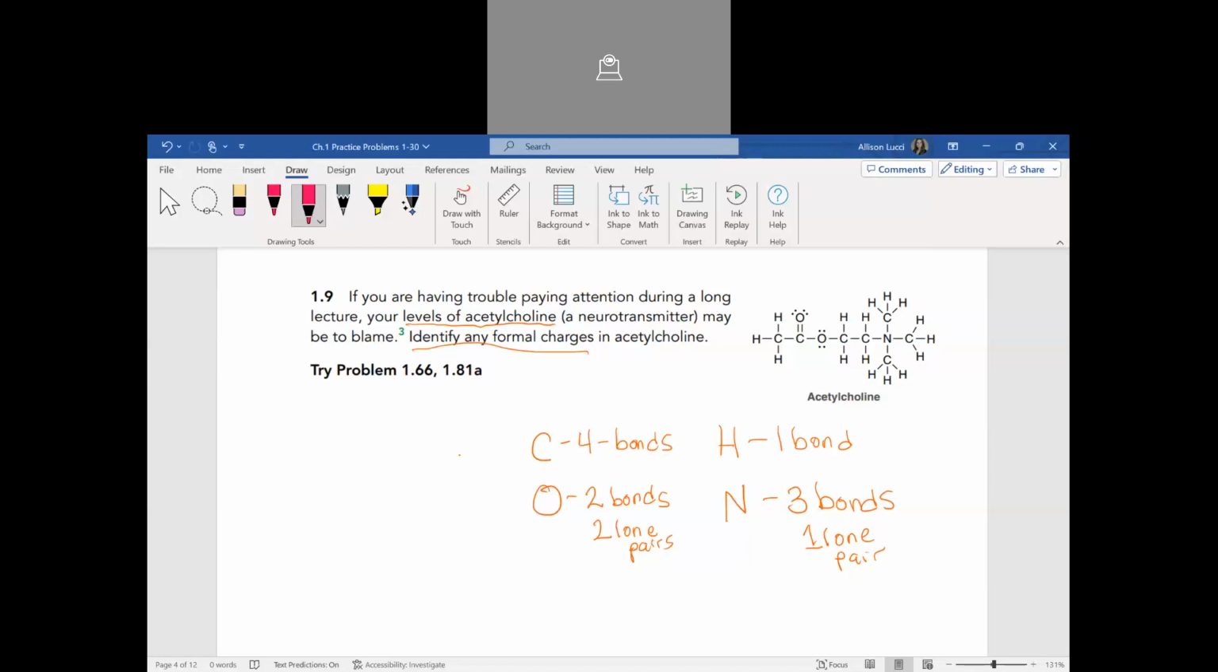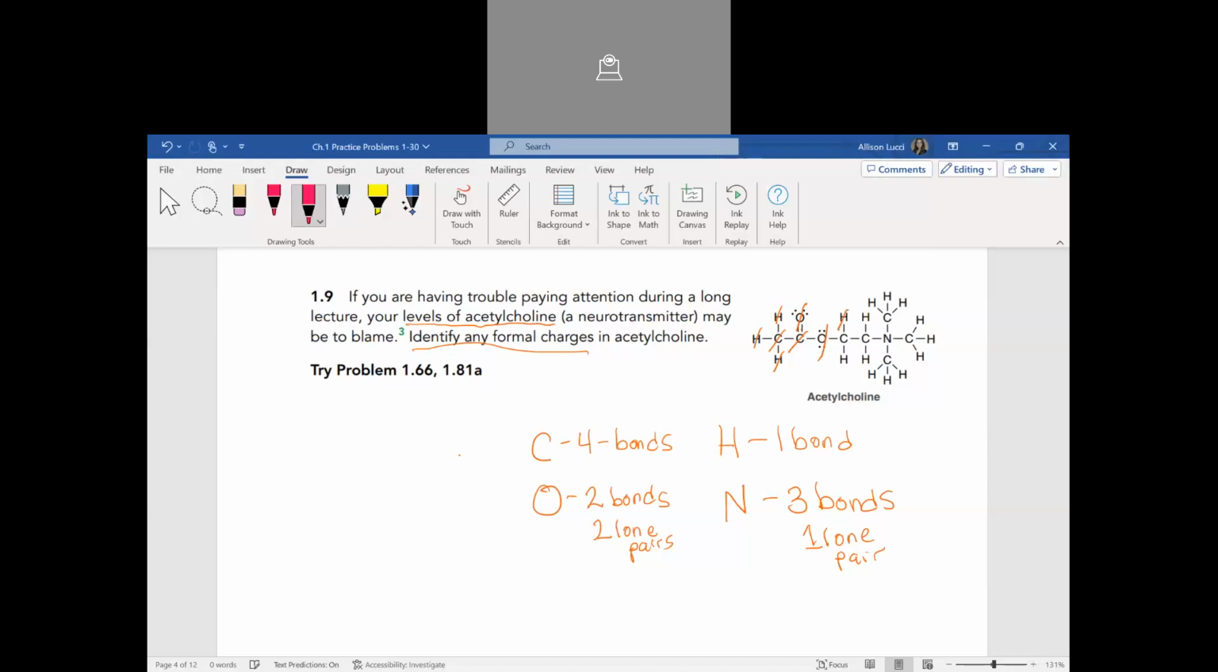So let's go through, we'll check them off as we confirm that they will be neutral and not have any formal charge. Our hydrogens over here all have 1 bond, they look good. This carbon has 4 bonds, that is neutral. The next carbon over, also 4 bonds. The oxygen, check the oxygen rule, 2 bonds, yep. 2 lone pairs, all right, that's neutral. The next oxygen over, same thing, 2 bonds, 2 lone pairs.